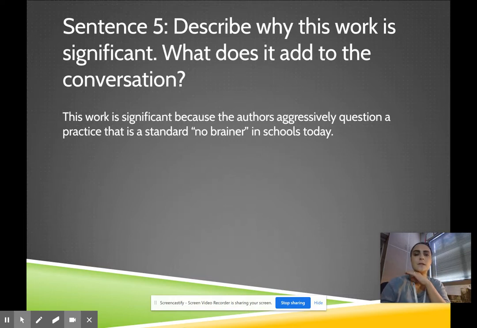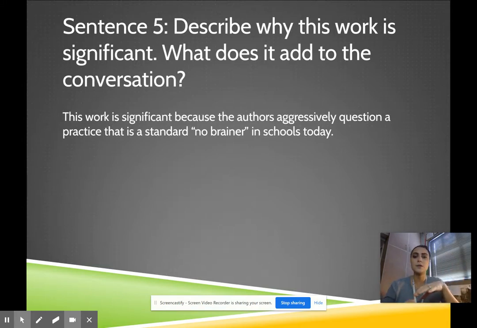Okay, sentence 5, some teachers might ask for sentence 5, some might leave it out. A description of how the work is significant. Think about what it adds to the conversation. So obviously there's a reason this author wrote this text. There's a rhetorical situation to this text. Think about what this author had to say and why it matters in context of the ongoing conversation happening.